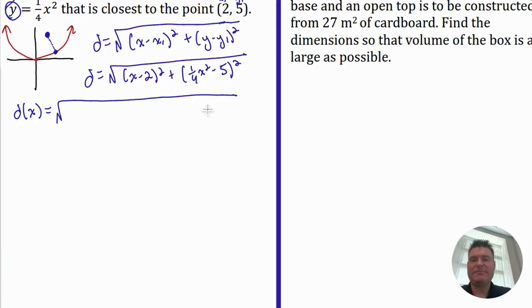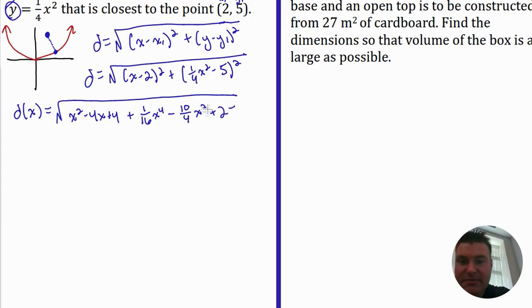So what we're going to do here is expand the first term. So it's going to give me x squared minus 4x plus 4. That's me expanding the (x minus 2) squared all the way out. Plus, I'm going to expand this one. This is going to give me 1/16 x to the 4th minus, I believe, 10/4 x squared. I'm just doing that in my head real quick. Yeah, that's correct. And I will make that 10/4 look nicer and be 5/2, and then plus 25. So that's me expanding both of those things.